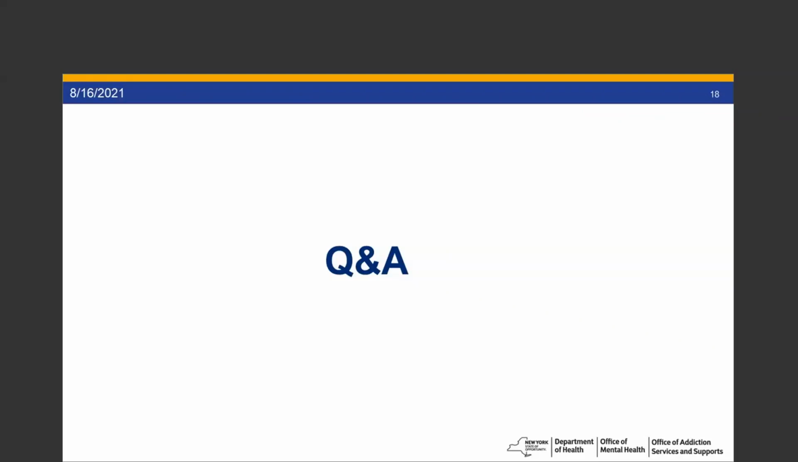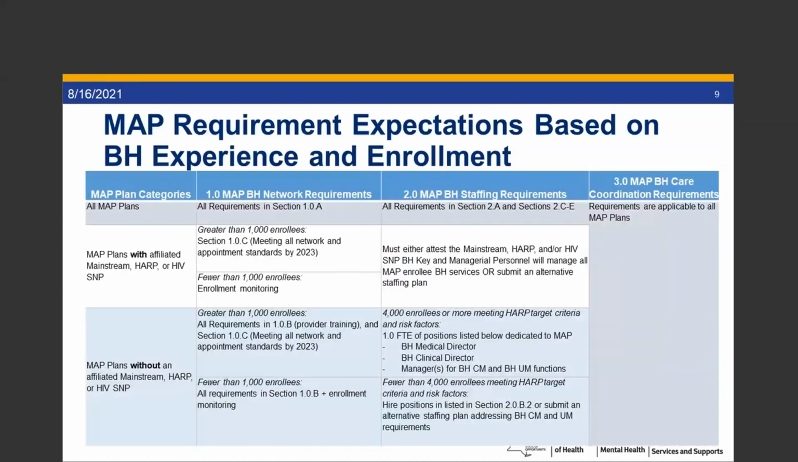All right, so in terms of eligibility, how do plans know if they have enrollees that meet the HARP target criteria and risk factors that were referred to on slide 9? So this is the other piece that's going to be addressed in the, and thank you for correcting me earlier, Shen, in the core billing guidance.